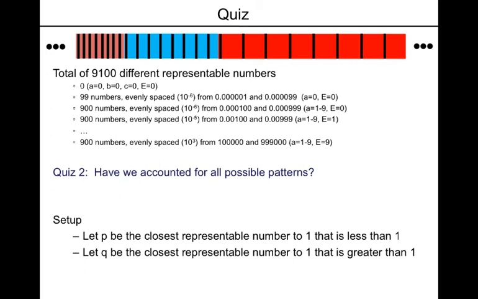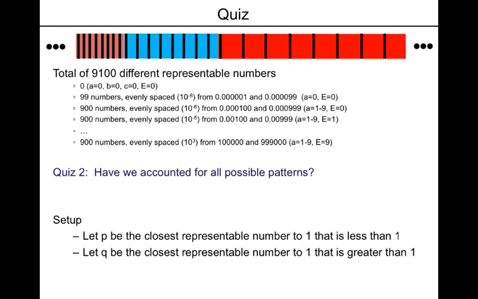So let's have another quiz. You can use what's written above and maybe the picture above to answer this. Let P be the closest representable number to the number 1 that's less than 1. So it's the largest representable number that is less than 1. 1 is a representable number, 1.00 times 10 to the 0. So it would be A equals 1, B equals 0, C equals 0, and E equals 4.